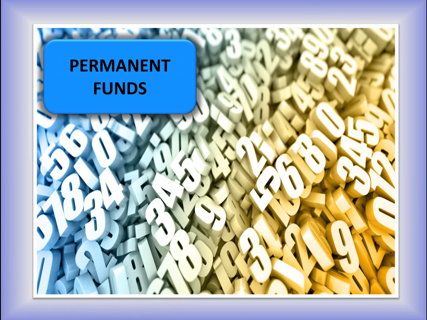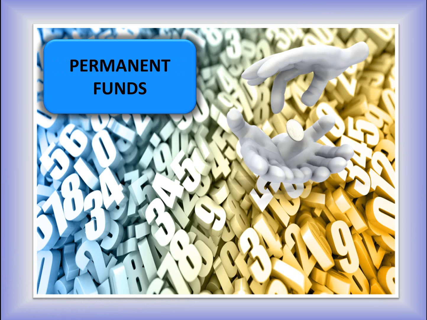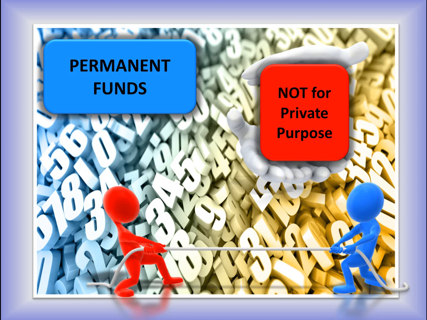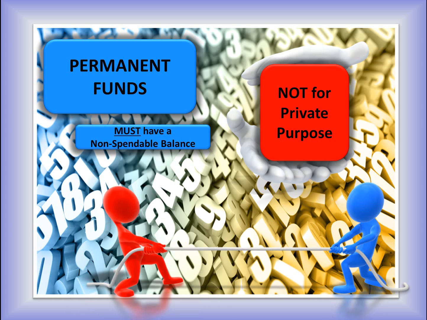Permanent funds account for donated resources with restricted purposes. Hey, there are strings attached to the money. The giver tells the receiver how it can be spent. But for the permanent fund type to be used, the money must support the entity's programs. It cannot be used for a private purpose. Permanent funds also must include a non-spendable balance. So if you're thinking about using the permanent fund type, but you don't have a non-spendable balance, it is not the correct choice of fund type.